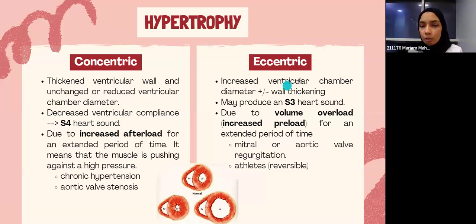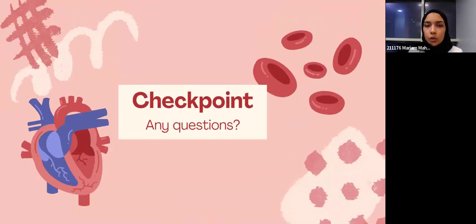And the eccentric happens when there's a volume overload. Remember that volume overload is the S3 heart sound. This happens when there's a lot of blood coming back into the heart, so it will cause the ventricle to dilate more. There's an increase in the ventricular diameter. And this can come with ventricular thickening, or it can be not present. Okay, here, if there are any questions.